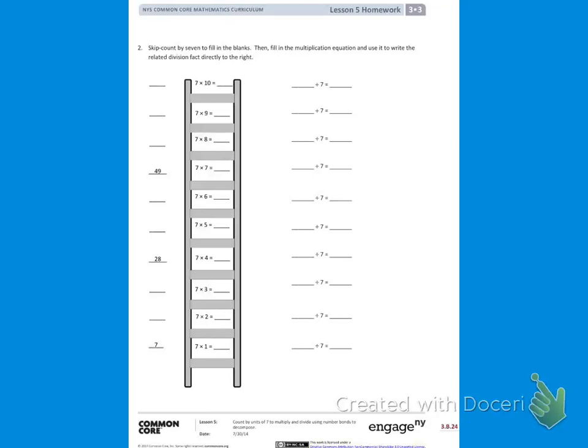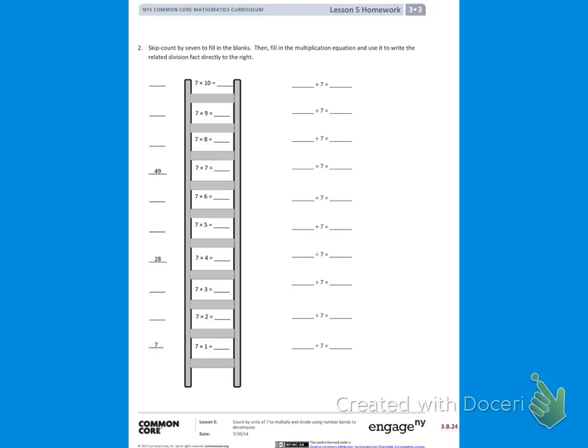Module 3, Lesson 5's objective is to count by units of 7 to multiply and divide using number bonds to decompose. Item 2. Skip count by 7 to fill in the blanks. Then fill in the multiplication equation and use it to write the related division fact directly to the right.